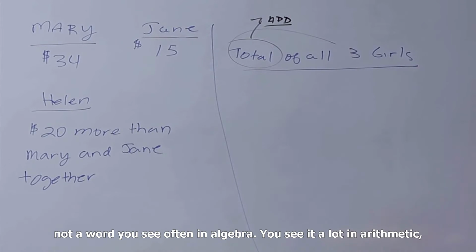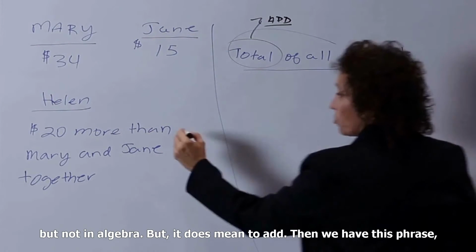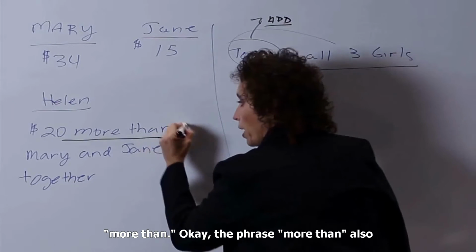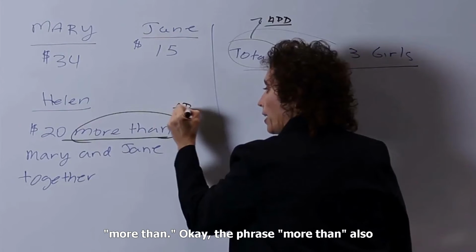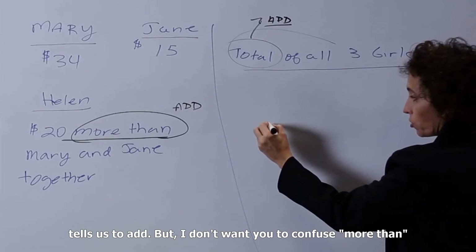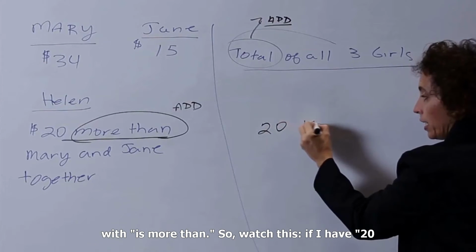Total is not a word you see often in algebra. You see it a lot in arithmetic, but not in algebra, but it does mean to add. Then we have this phrase, more than, okay? The phrase more than also tells us to add. But I don't want you to confuse more than with is more than, so watch this.